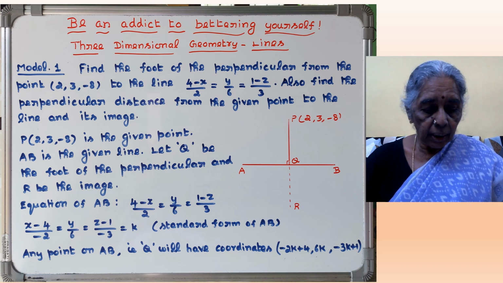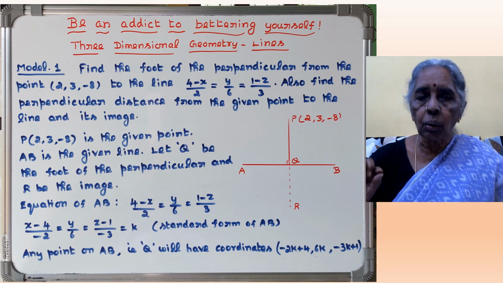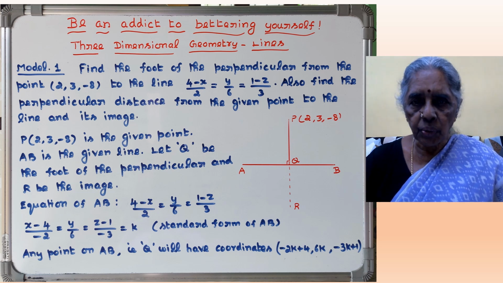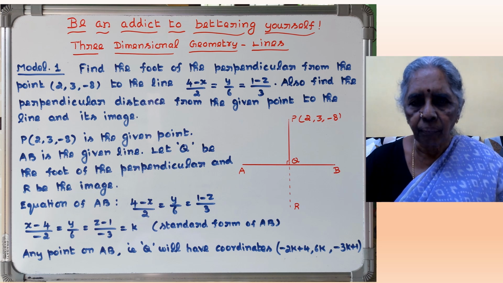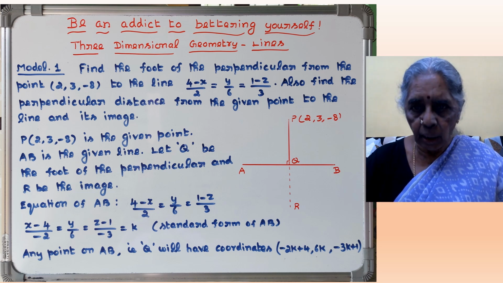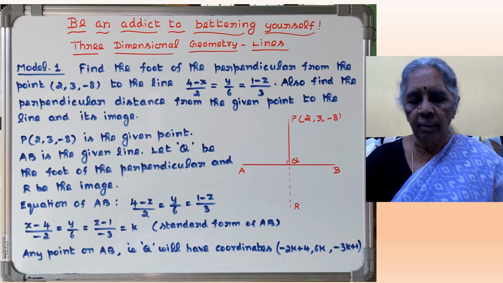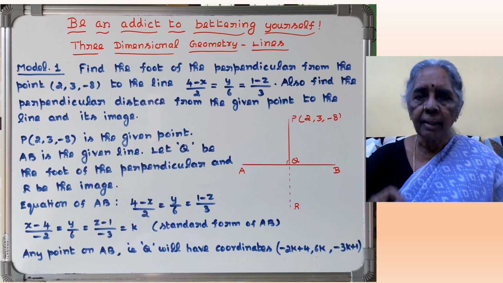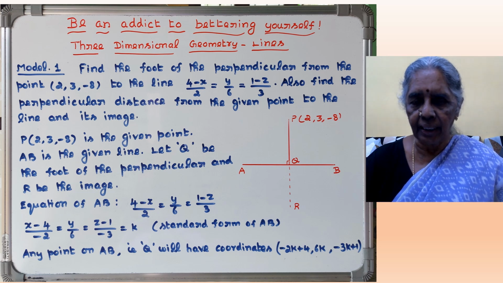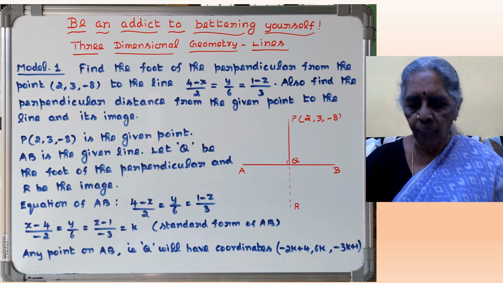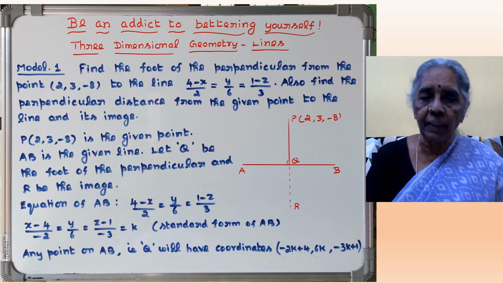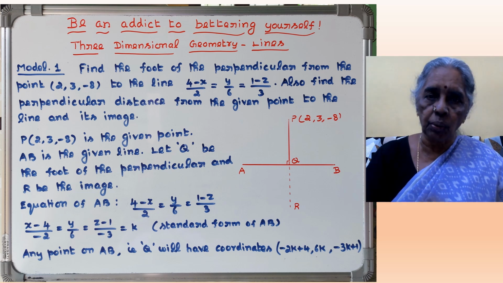Now, the equation is given in Cartesian form. Whenever you see the equation of a line in Cartesian form, the very first thing you have to do is check whether it is in standard form. Otherwise, convert it and then only proceed. Now the equation is (4 - x)/2 = y/6 = (1 - z)/3. Hope you all remember what a standard equation is. That is, the coefficients of x, y and z should be +1. Here you see the coefficient of x is -1. The coefficient of z is also -1.